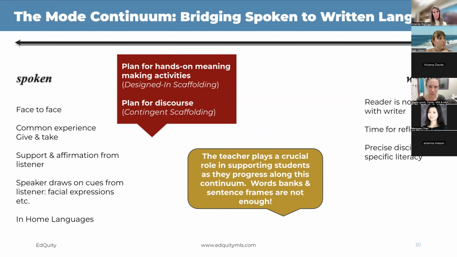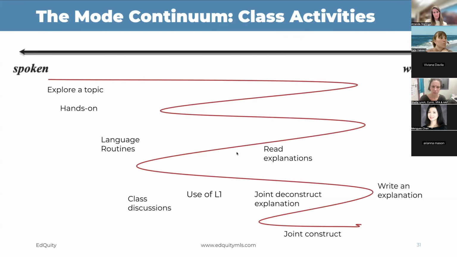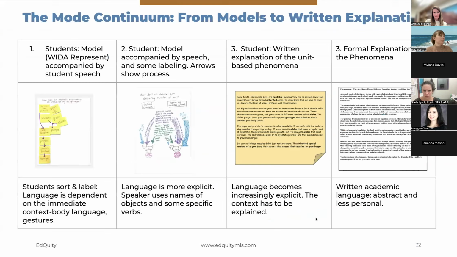So it's the bridge from the here and now when they're doing their hands-on experiment where all language is great, to this bridge in between the two where maybe we have them present to their partner where their language becomes a little bit more formal, right? And we want to apprentice that language. So we do that through language routines, class discussions, use of the home language. Then closer to the written end, we want to read explanations and really notice the language in written explanations. We want to joint construct explanations and joint deconstruct them.